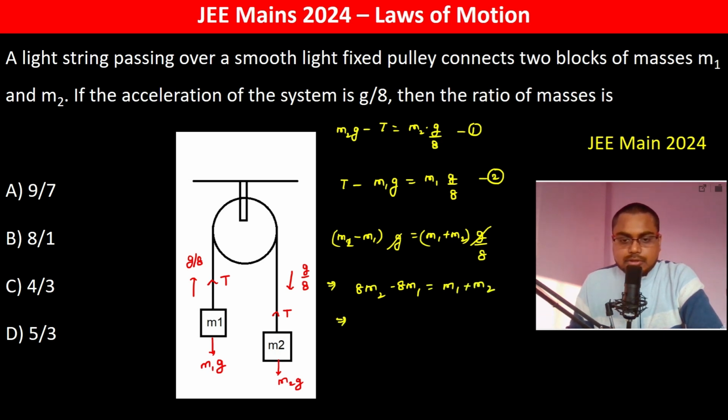So therefore 7m2 is equal to 9m1. So m2 becomes 9 by 7 of m1. Therefore the option is A, that is 9 by 7.